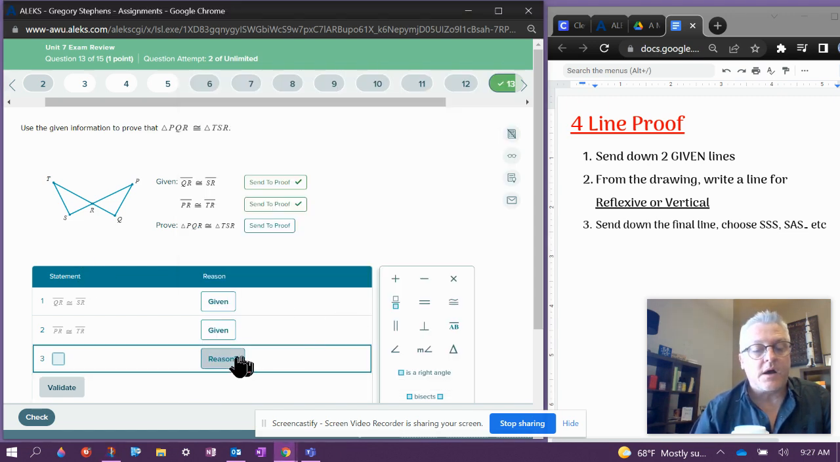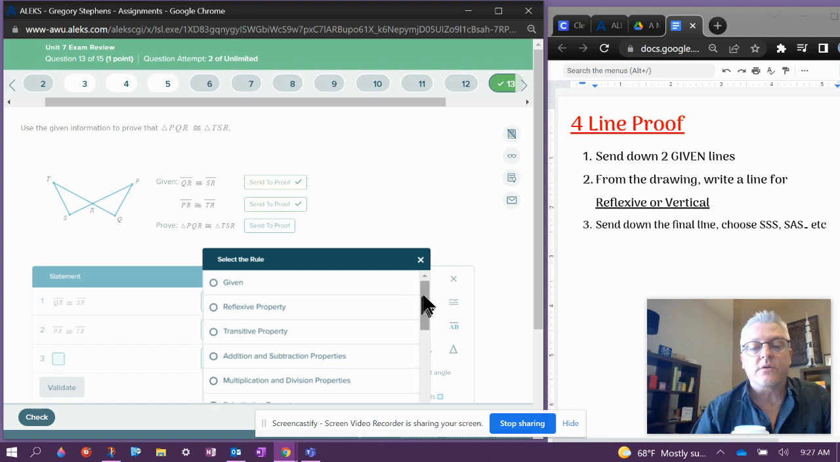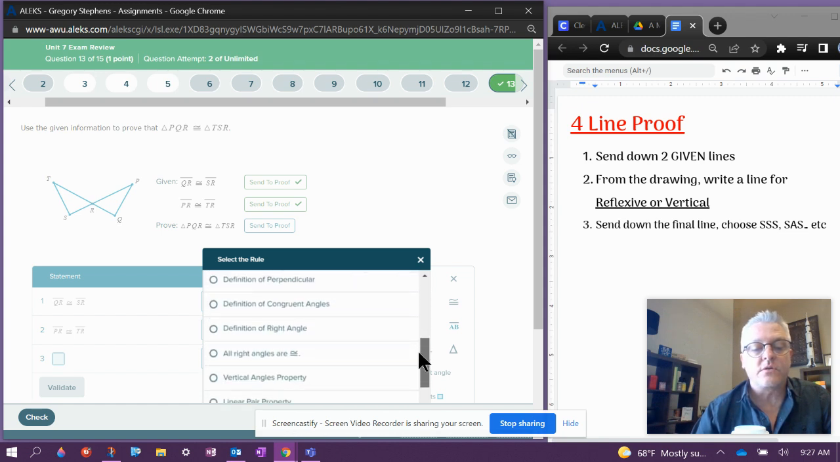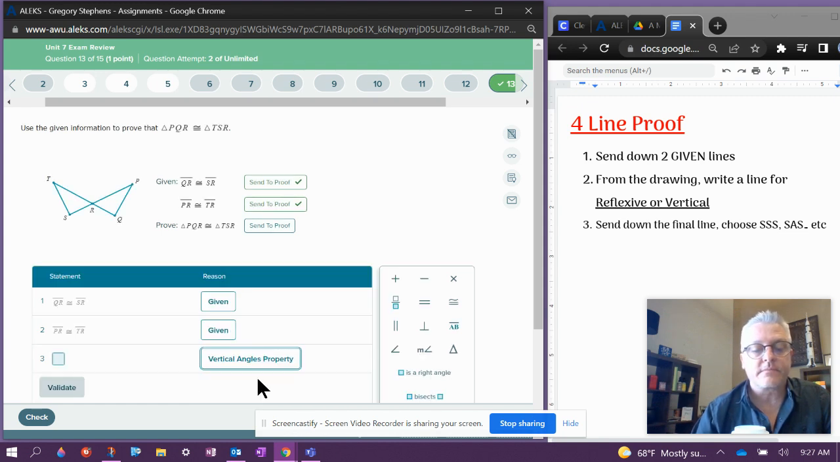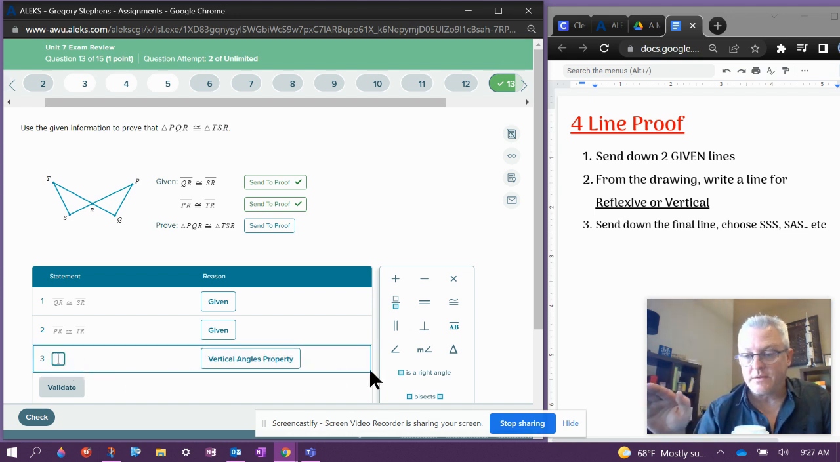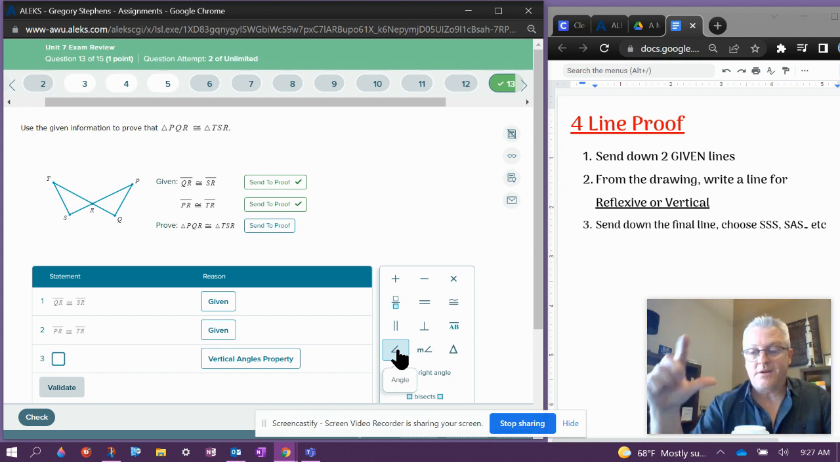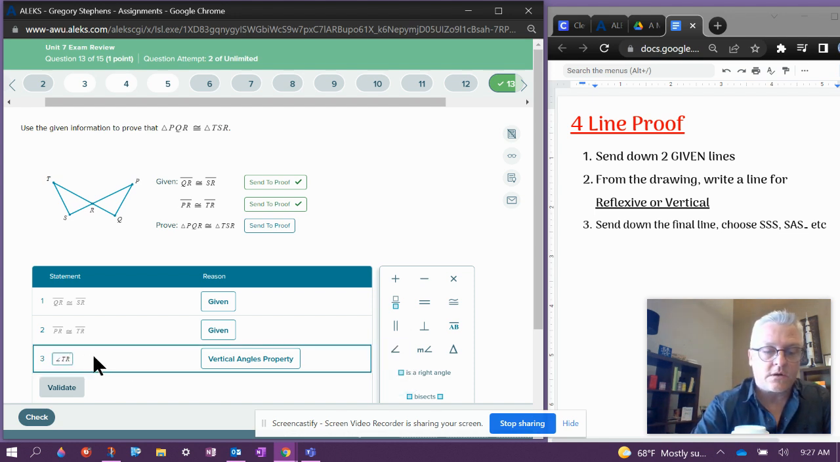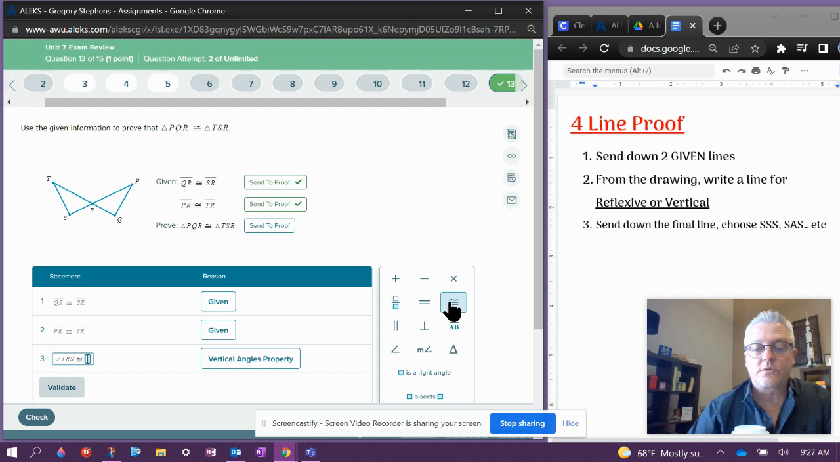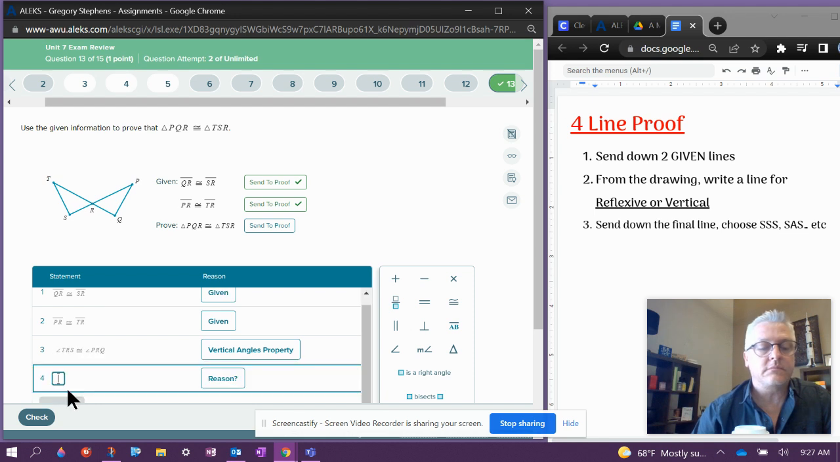So let's write our line. We know our reason will be vertical angles. So scroll down and find vertical angles. There it is. Easy enough. And now let's write our line. All the symbols have got to be there, right? So we're saying angle TRS and angle PRQ. We've got to use the angle symbol. We've got to use the congruent symbol. Three letters on each. So angle TRS is congruent to angle PRQ. Validate, of course.